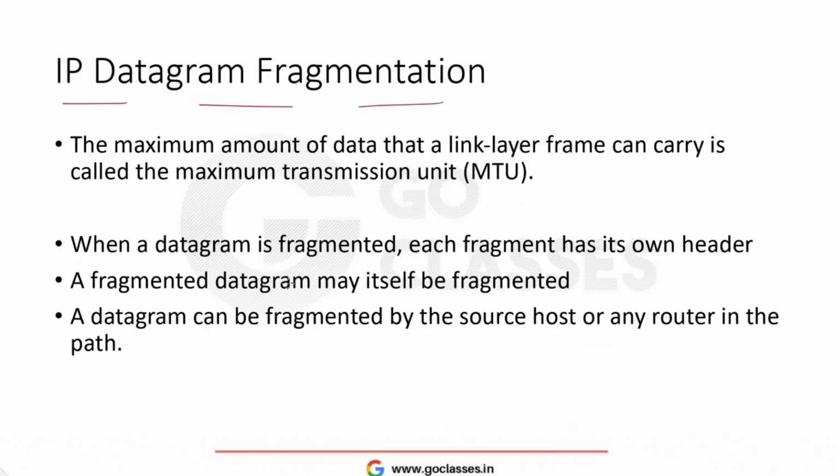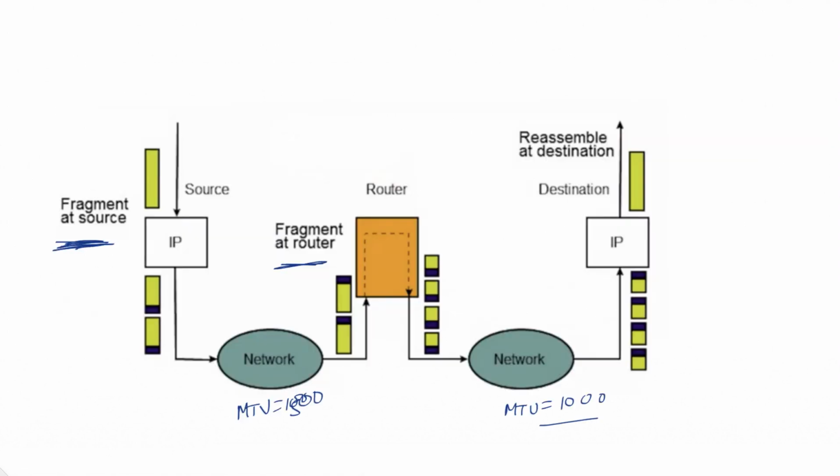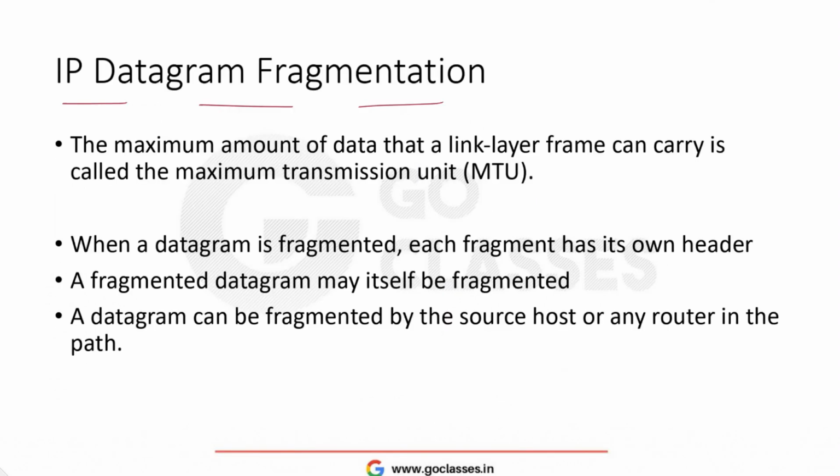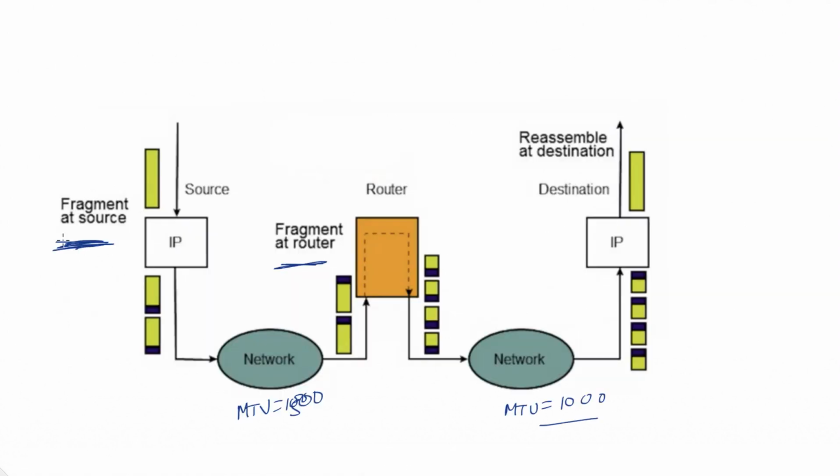Now a fragmented datagram may itself be fragmented, which means if you fragment this, then this datagram may itself again be fragmented. It's not like you cannot fragment it further. So you can fragment it as many times as required. A datagram can be fragmented at the source host, or at any router in between. So a datagram can be fragmented at the source or at any router in between, right?